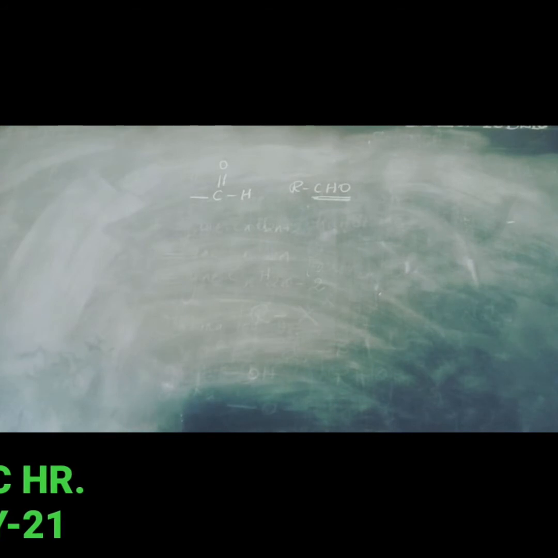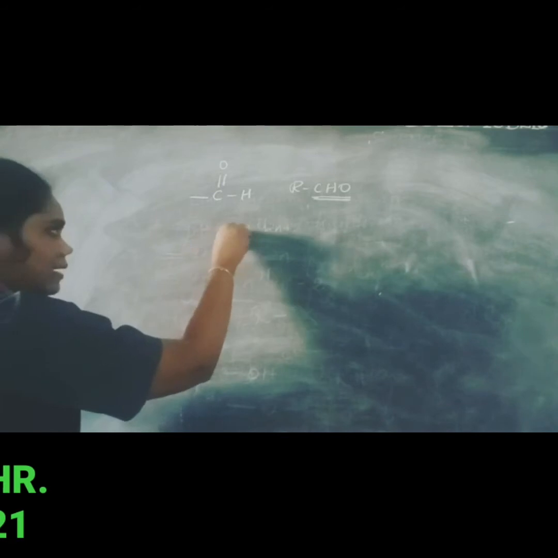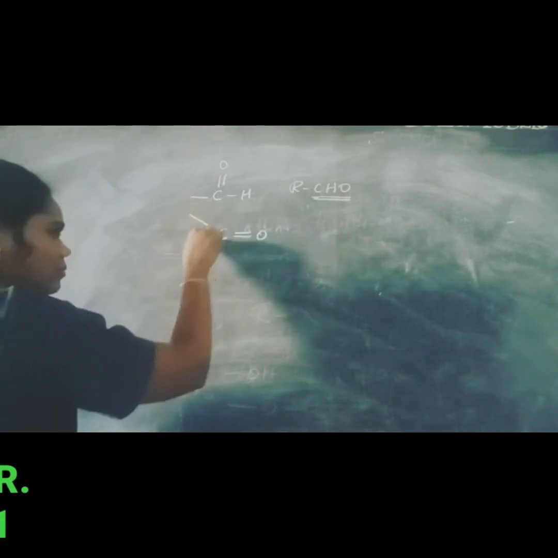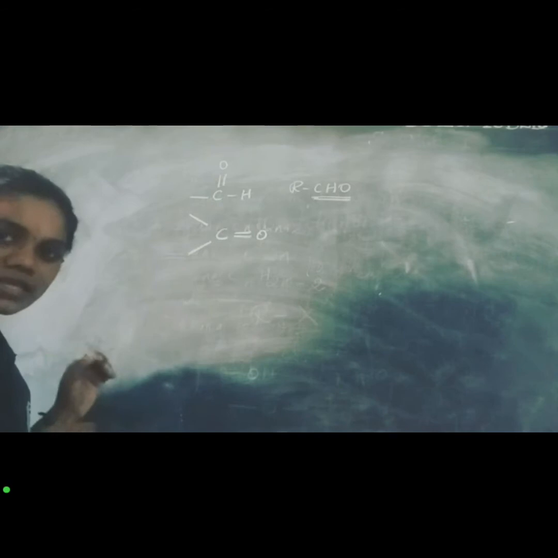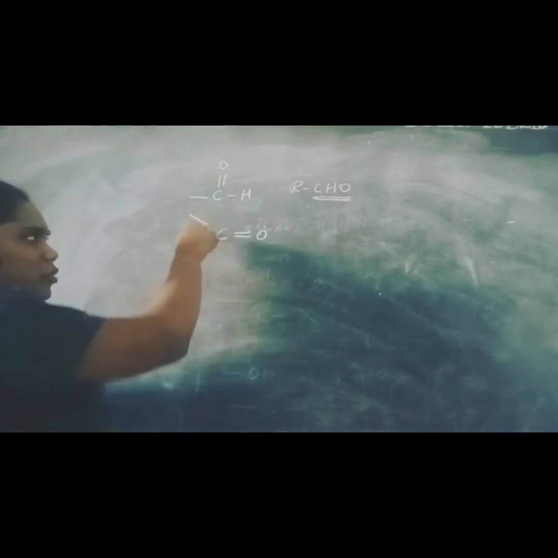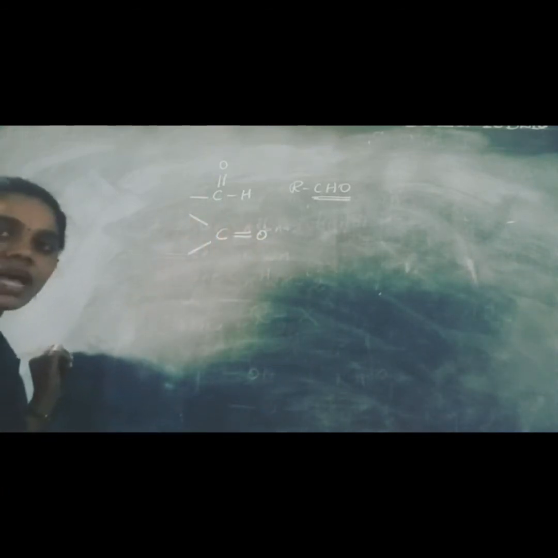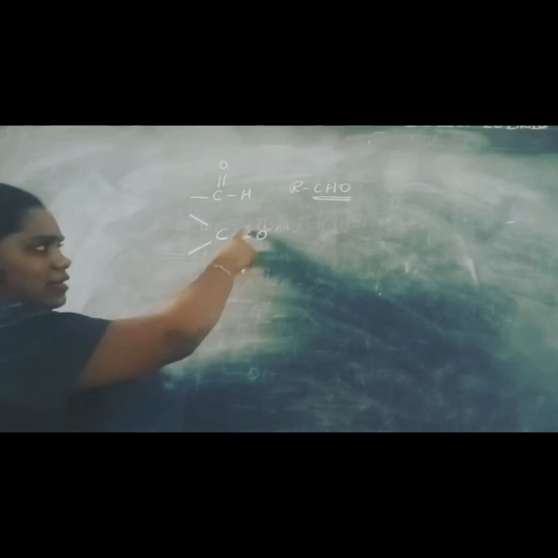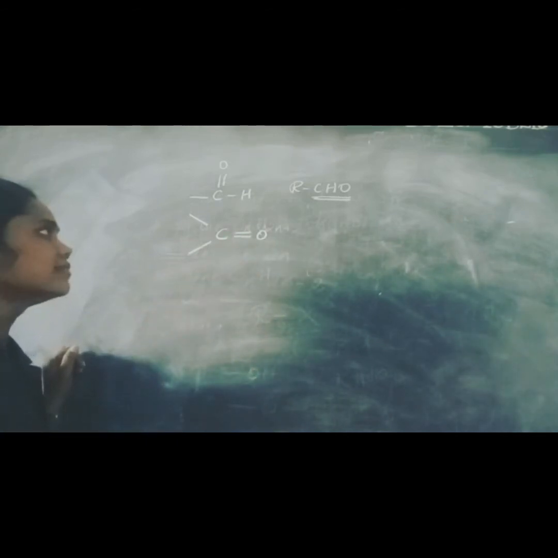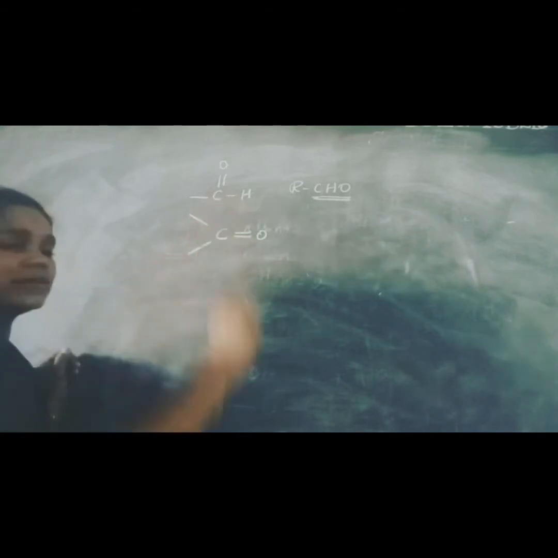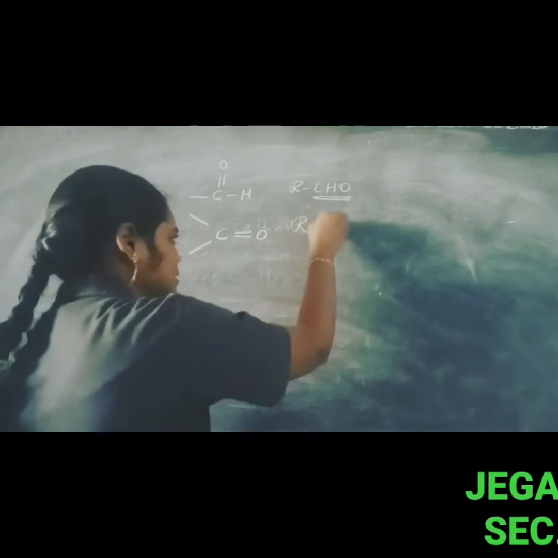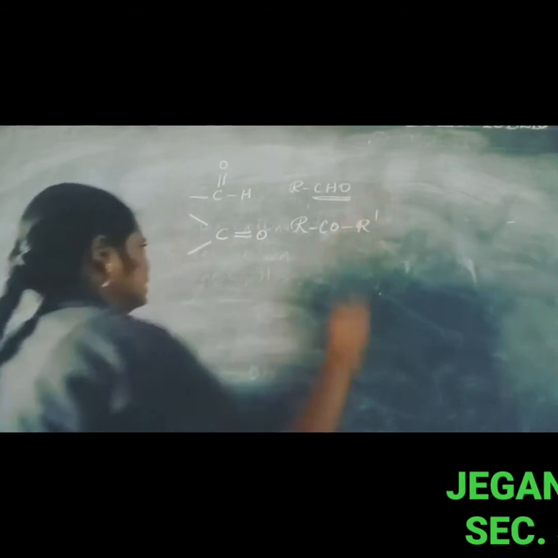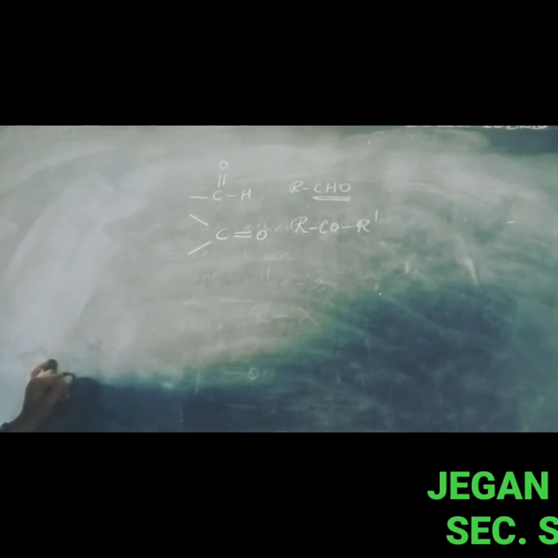And next one is ketone. So ketone is C double bond O. You know that carbon valency is 4, so around the carbon 4 bonds are present. Oxygen valency is 2, so around the oxygen 2 bonds are present. Hydrogen valency is 1, so around the hydrogen only 1 bond is present. So the ketone formula is RCOR'.